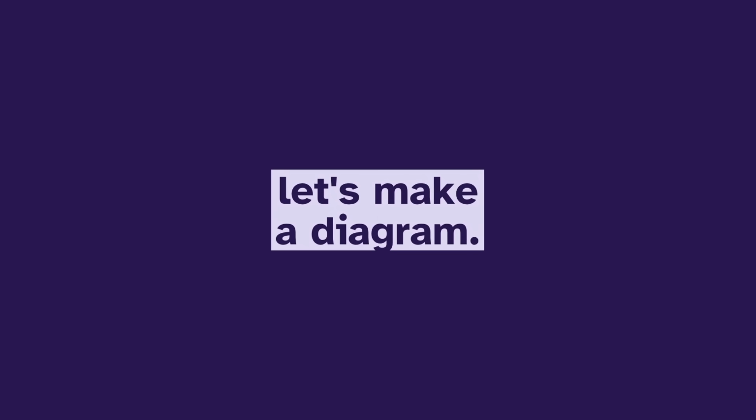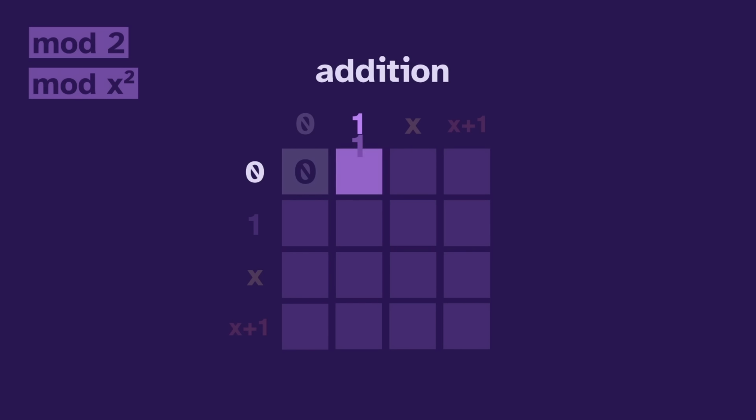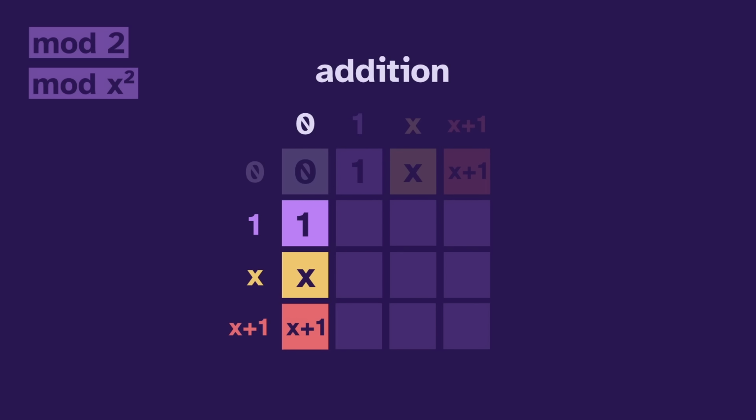Okay, let's make a diagram. For this double mod system, we'll show how addition works for all pairs of elements. 0 plus 0 is 0, then 0 plus 1 is 1, 0 plus x is x, and 0 plus x plus 1 is x plus 1. We can similarly fill out the first column.